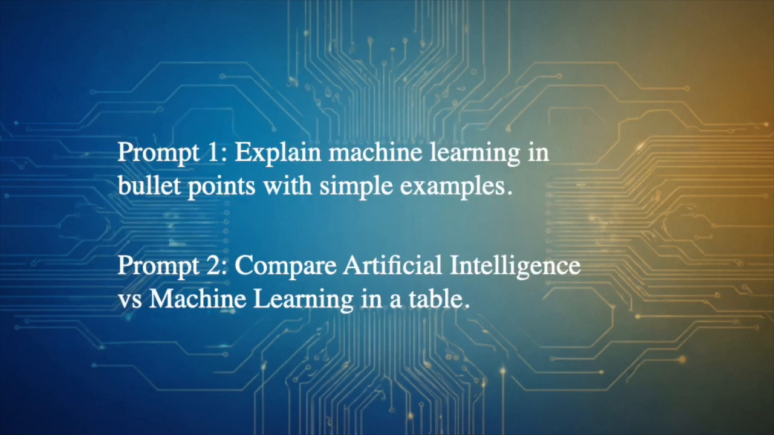Here are two examples showing Rule 3, output format control in prompt engineering, where you define how the answer should look. Prompt 1. Explain machine learning in bullet points with a simple example. Response. Machine learning is a type of AI where computers learn patterns from data instead of being explicitly programmed. It uses training data to find relationships and make predictions. For example, a spam email filter learns from thousands of labeled emails, spam versus not spam, and then predicts whether new emails are spam based on learned patterns like keywords or sender behavior.